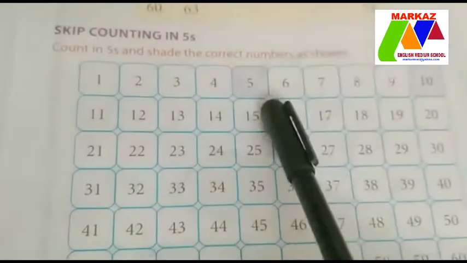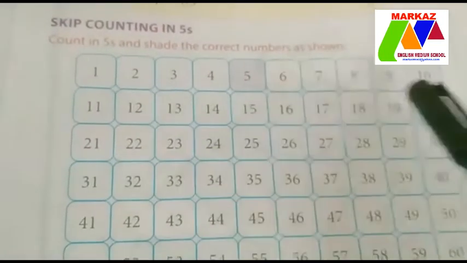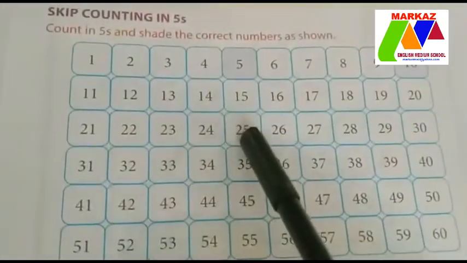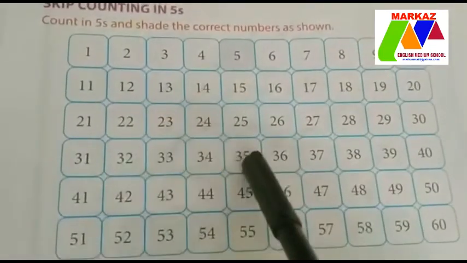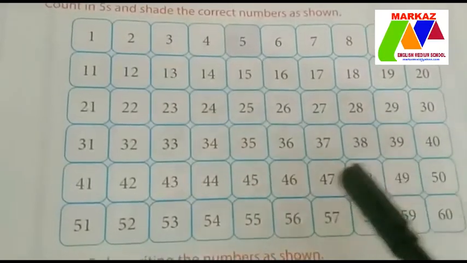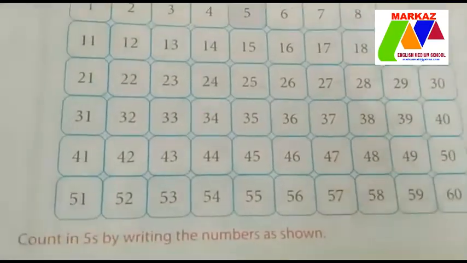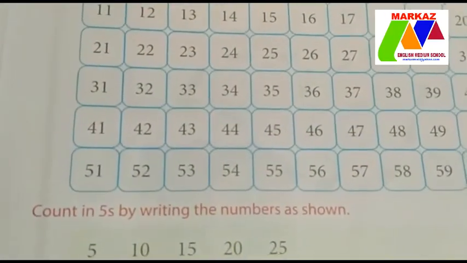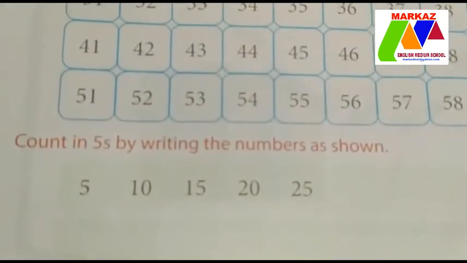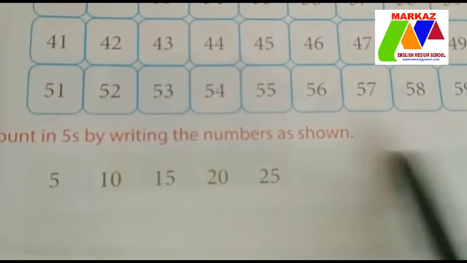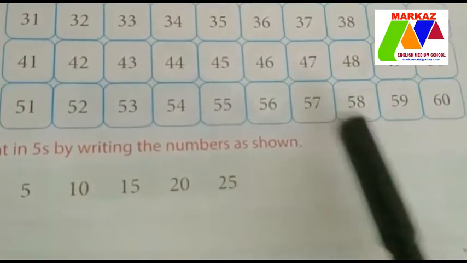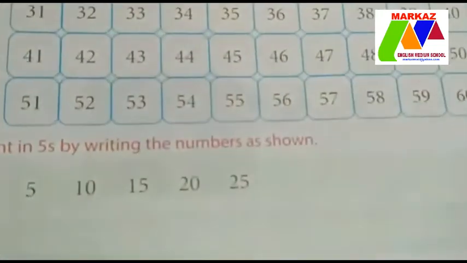That means 5, 10, 15, 20, 25, 30, 35, 40, 45, 50 and 55, 60. This is count in 5s. Write the numbers as shown. Here we can write the numbers. We can write the answers. Clear?